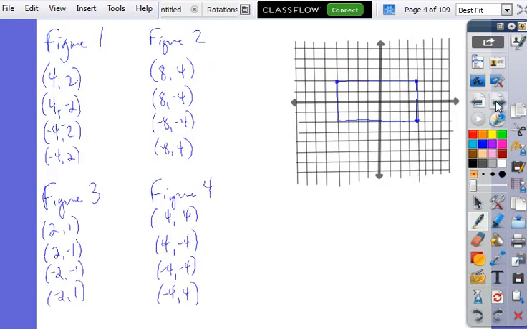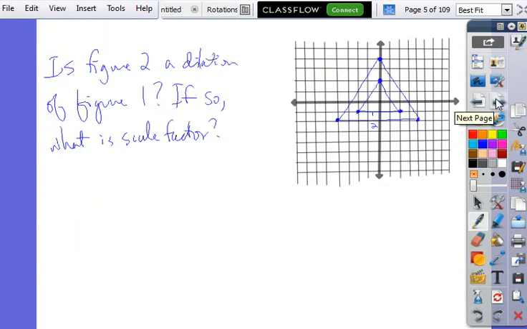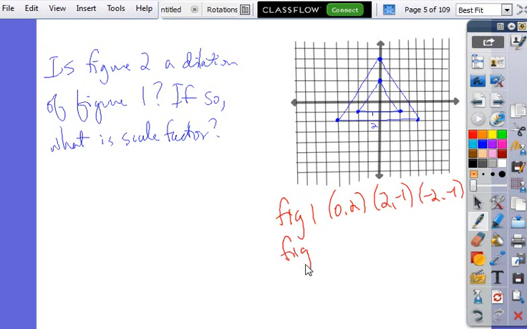What if it gives you 2 figures right there, and it says in this case is figure 2 a dilation of figure 1? How do I determine if it's going to work? You have to write out the points. So I start with figure 1, write down my points, then go to figure 2, write down the points, and then say, can I take the first one and multiply it by something and get the second? Yes. In this case, the scale factor would be 2.